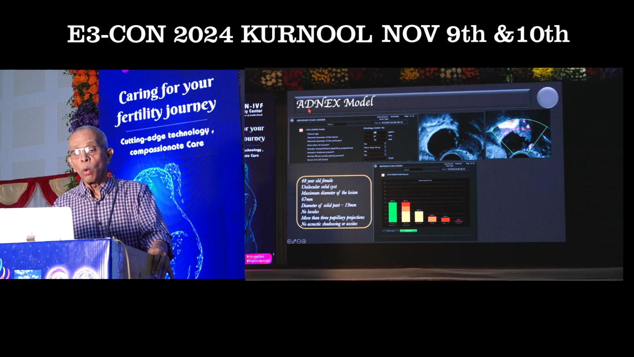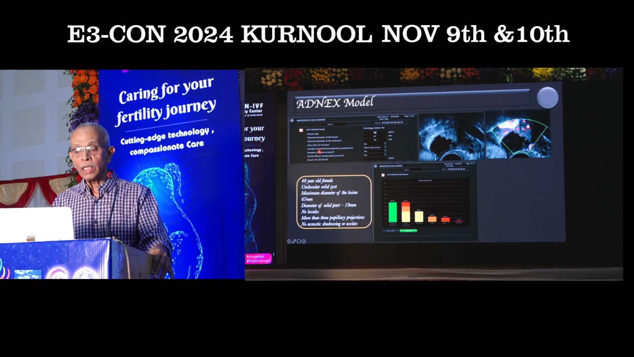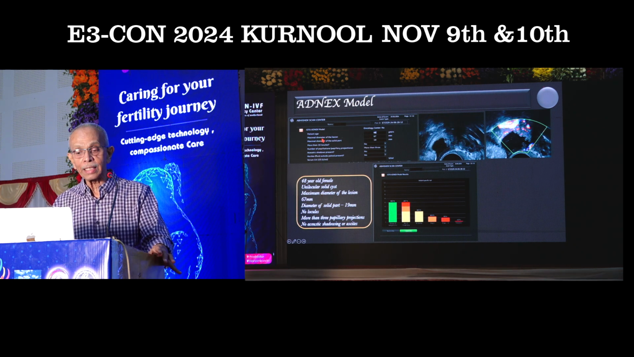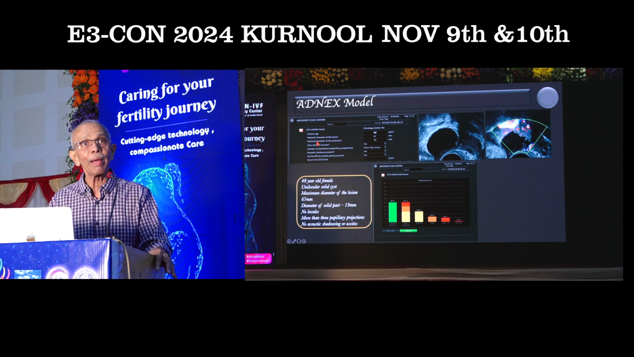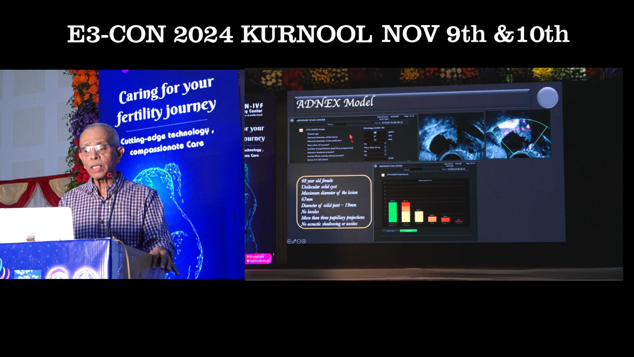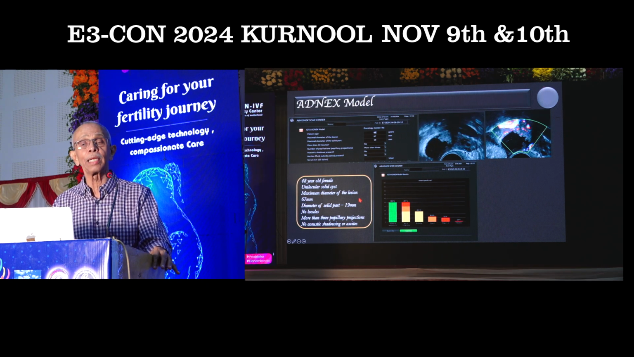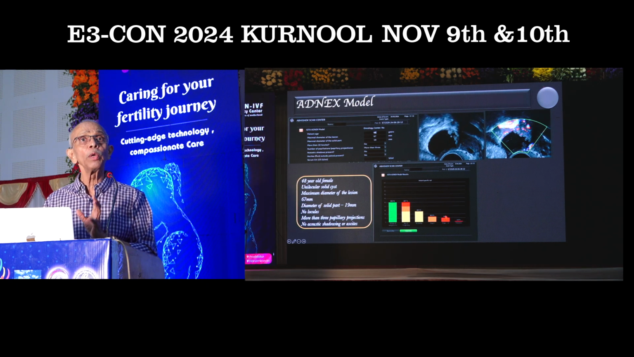So what we did, we put that into the ADNEX model, wherein we have identified the age. We have also identified various things like the maximum diameter of the lesion, the maximum diameter of the solid component, and the presence of locules or not. All those things are fed into this ADNEX model, so that it gives you a description like this. This is how it is. How are we going to interpret this?